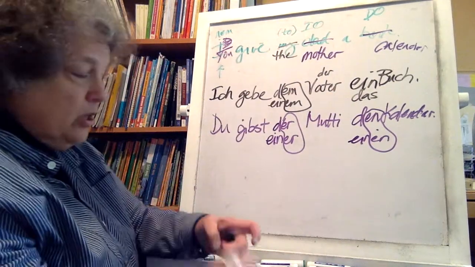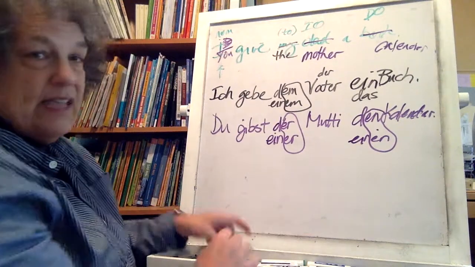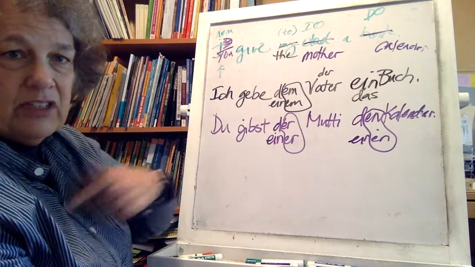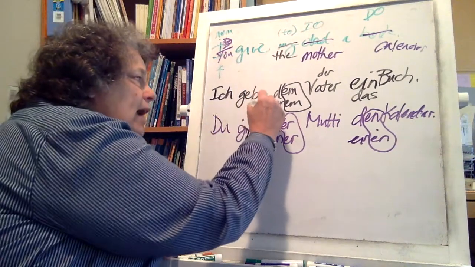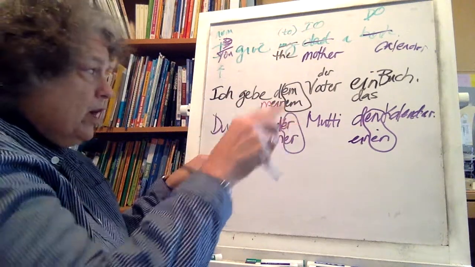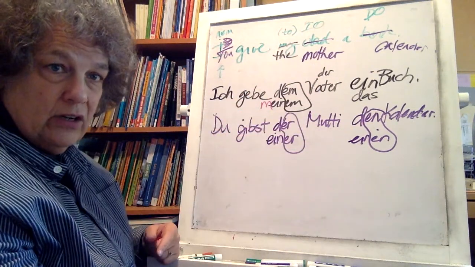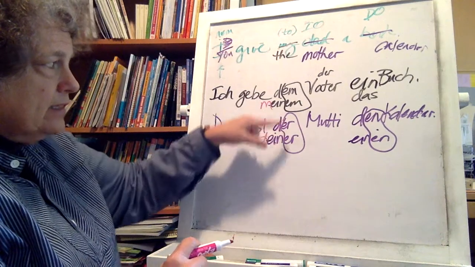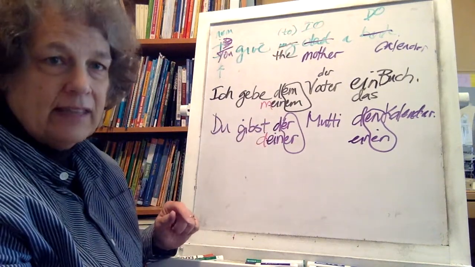All right, now you have to remember that possessives are ein words. So if instead of saying I give a father, you want to give it to your father, you would say meinem. If I'm talking to you and I say, you're giving your mother a calendar, then you could say deiner. Same endings, the possessives act like the ein words.